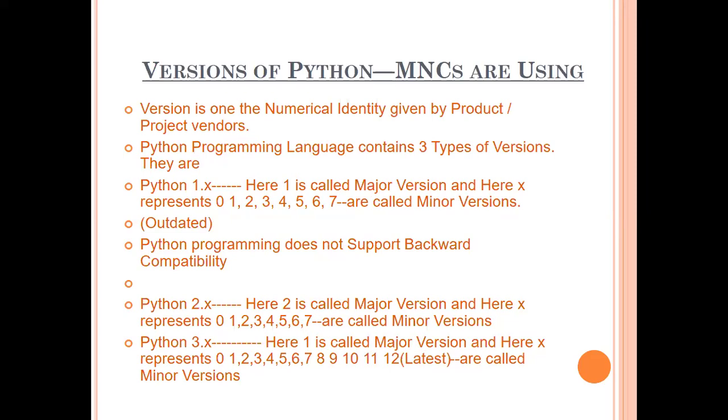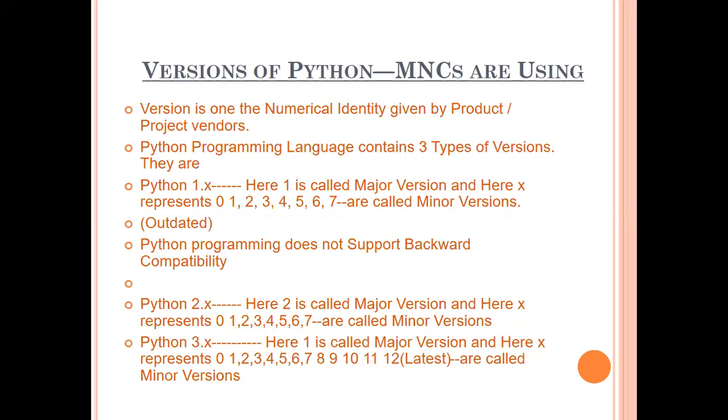After that, we discussed the versions of Python, which are numerical identifications. So 1, 2, 3: three major versions have been released till now, and .x, .1, .2, .3 till .7 are the minor versions, which are outdated nowadays. Some MNCs are still using 2.x, 2.1, 2.2, 2.7, so it is not yet outdated.